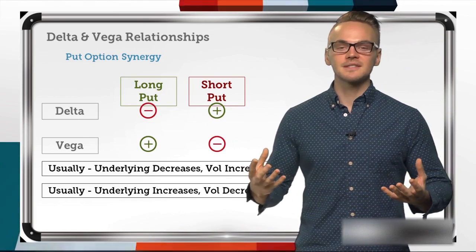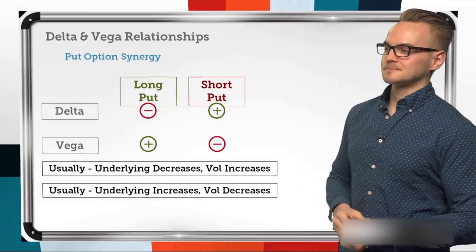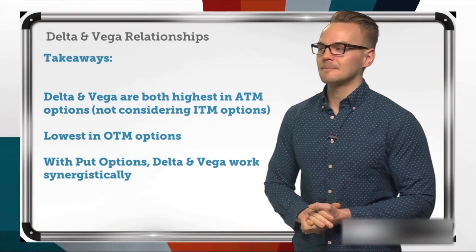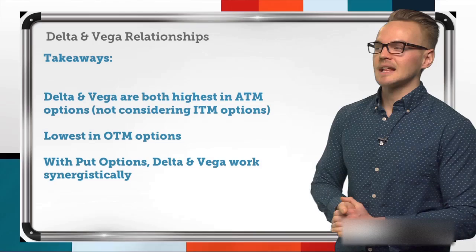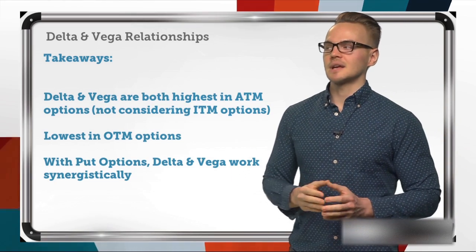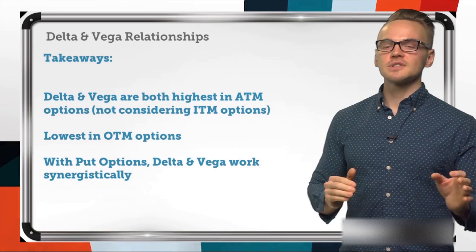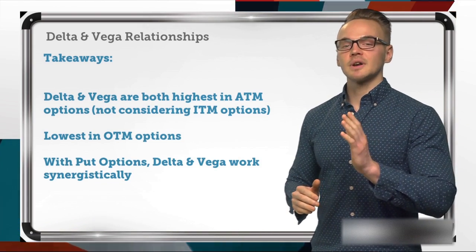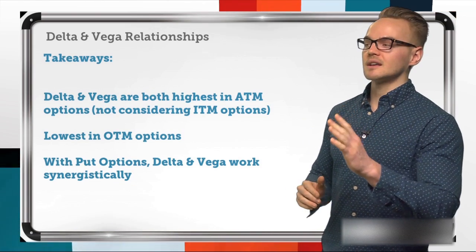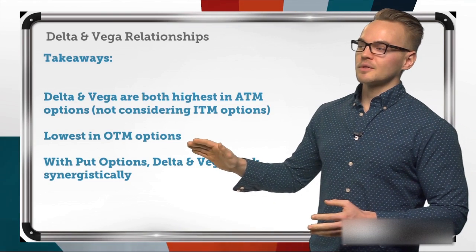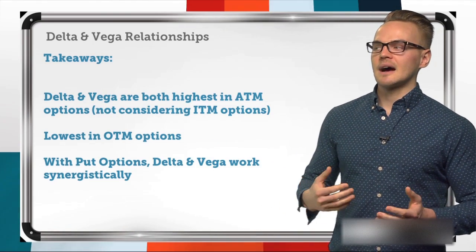Hopefully you've enjoyed this. Let's wrap it up with some takeaways. The very first takeaway is that Delta and Vega are both highest in at the money options, and we're not considering in the money options. They both go their separate ways as you go in the money, but going from out of the money to at the money, you'll see both Delta and Vega increase. Both are lowest in out of the money options.